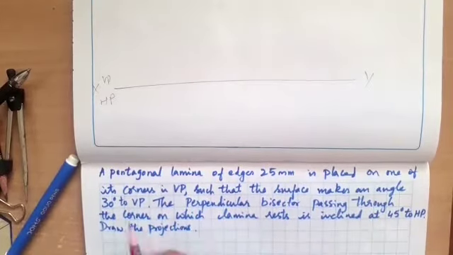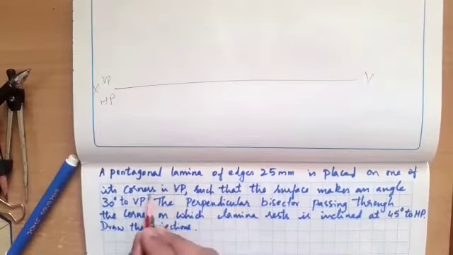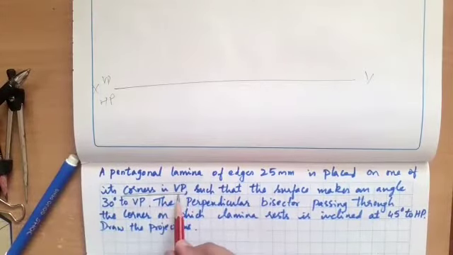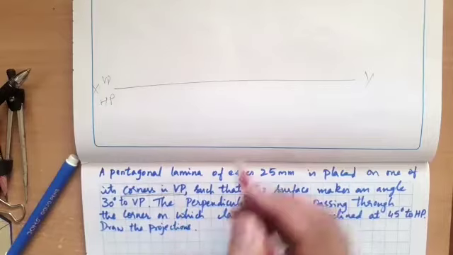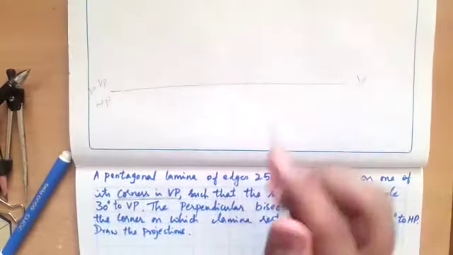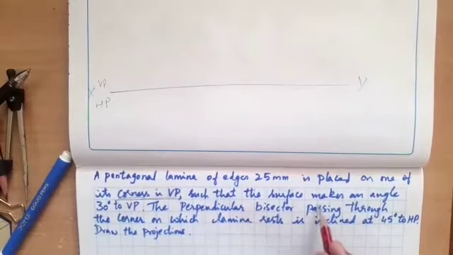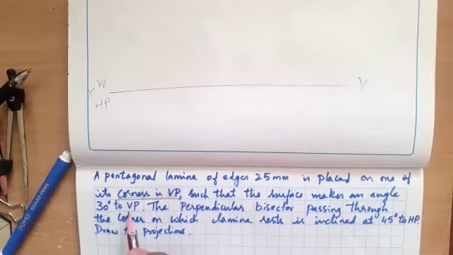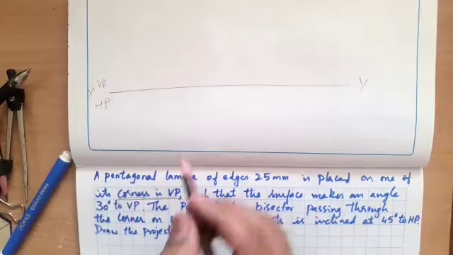Is placed on one of its corners in VP. That is the first thing you need to understand. Corner is in VP. Of that 5 sides, one of the corners is in the vertical plane. So I'll draw a rough sketch here, and very important, such that the surface makes an angle of 30 degree to VP. Surface of a lamina means one particular line. So one line makes an angle of 30 degree to VP.